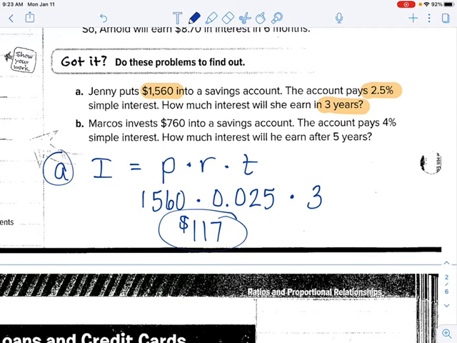B is similar. You would just plug 760 in for your P. 4% would be 0.04, and then 5 years for your time.